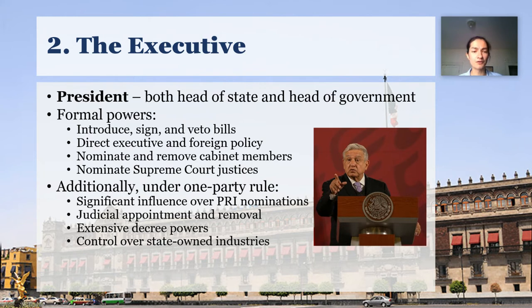One last thing worth noting is that going up until about the 1980s, the Mexican state had pretty significant involvement in its economy and owned a number of key industries. That remains mostly the case in the oil sector, but Mexico has privatized a number of those other state-owned industries. But before privatization happens, the president and the PRI more broadly often use their control over these state-owned industries to dispense patronage, to reward their supporters, to punish their opponents.